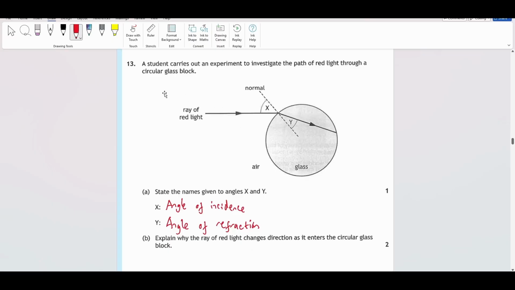13a says to state the names given to angles x and y. You can see that the light is going this way due to the arrow, and it's going in here. So angle x is the angle of incidence, and then you can see that angle y is smaller than angle x, and this means that angle y is the angle of refraction.